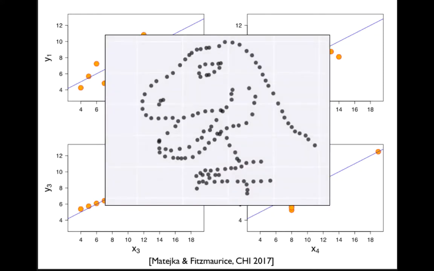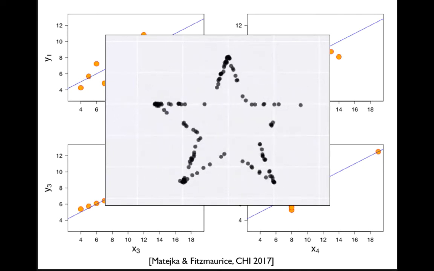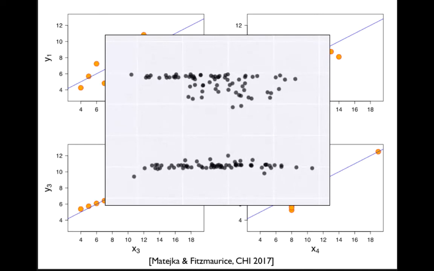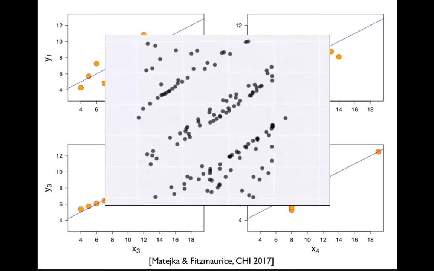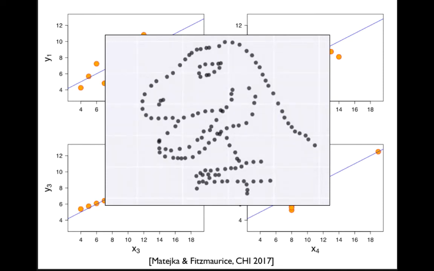So here's a bunch of other data sets. They all have the same properties. When we sit them there at that fixed position, they all have the same mean for X, the same mean for Y. But they paint really different pictures, including a T-Rex.